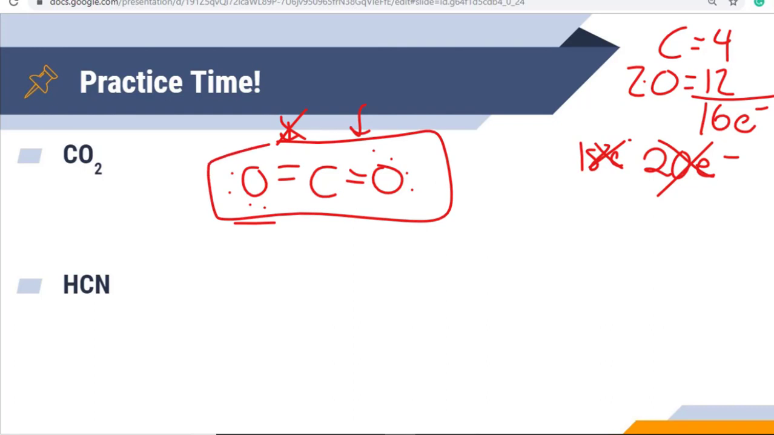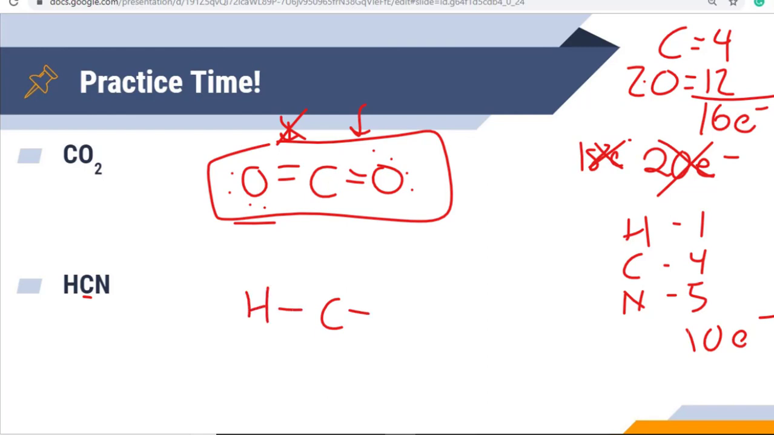Let's look at HCN. Same process. H, C, and N: 1, 4, and 5. So my structure is going to have 10 electrons. Central atom again is going to be carbon. It's closest or furthest from fluorine, with the exception of hydrogen. Remember, hydrogen does not count in that rule. Add lone pairs to satisfy the octet rule. Now remember, hydrogen only wants 2, so it is already satisfied. So we just go through and add the rest.